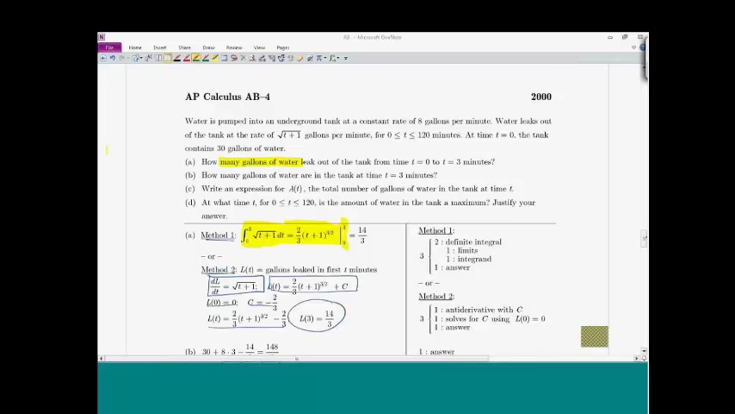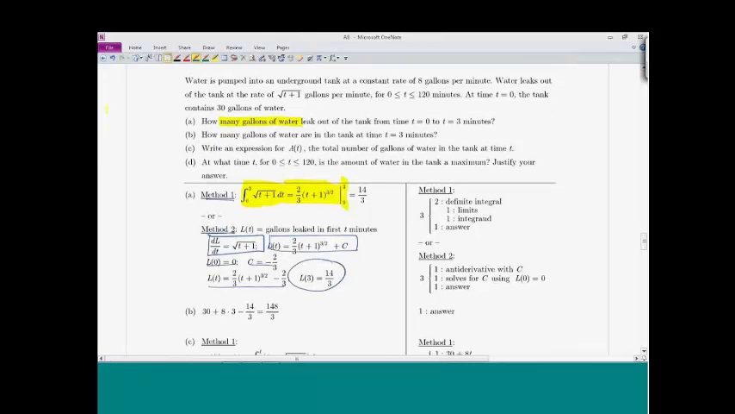They asked in the second part, part B, how many gallons of water are in the tank at time T equals 3 minutes? That's a very simple one, but they're really setting you up for the next part. For how many gallons are in there, it's the 30 gallons you started with, and then it's 8 gallons per minute for 3 minutes coming in, add that on, and then the number we found before, 14/3 gallons going out. Together, there's the whole idea: the initial amount plus the rate in and the rate out gives you the total amount there.